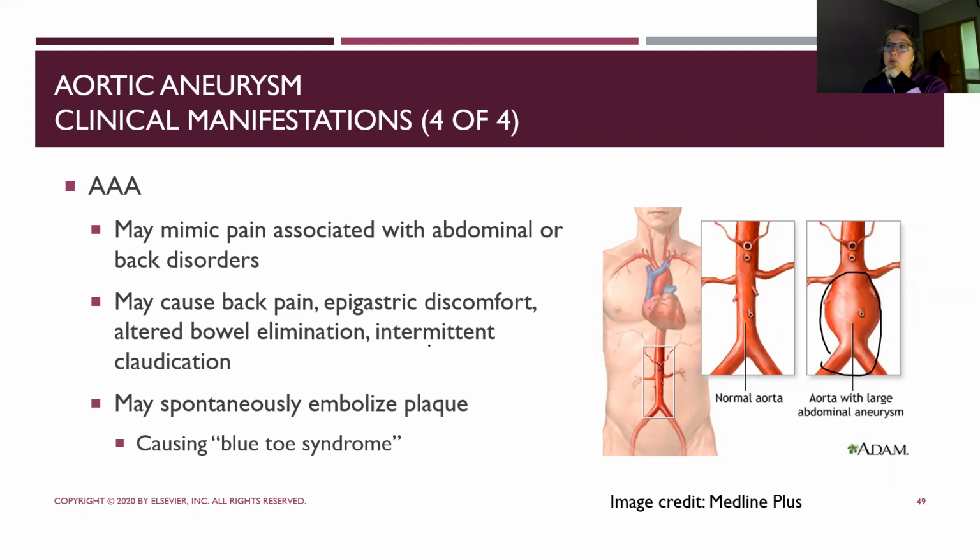Intermittent claudication is pain with movement. These people could spontaneously embolize any sort of plaque or any sort of buildup, and then that would cause blue toe syndrome. Because what would happen if you had an aneurysm or a plaque get launched off from here, it's going to travel down and then into the feet and the legs until that embolus runs into something that's too small for it to get through, and it will clot off any sort of arterial flow to that particular limb that is distal from where it gets stuck.